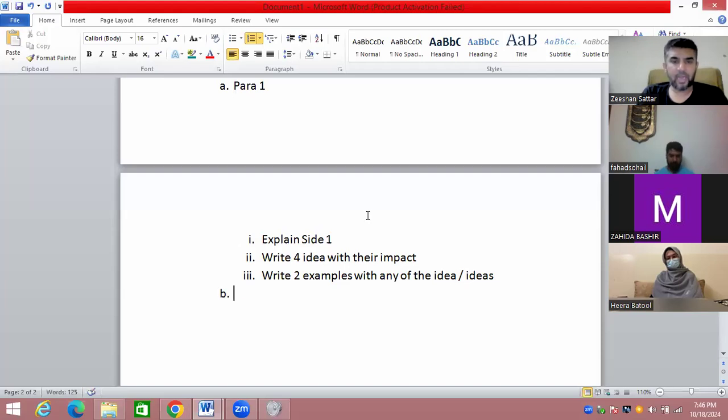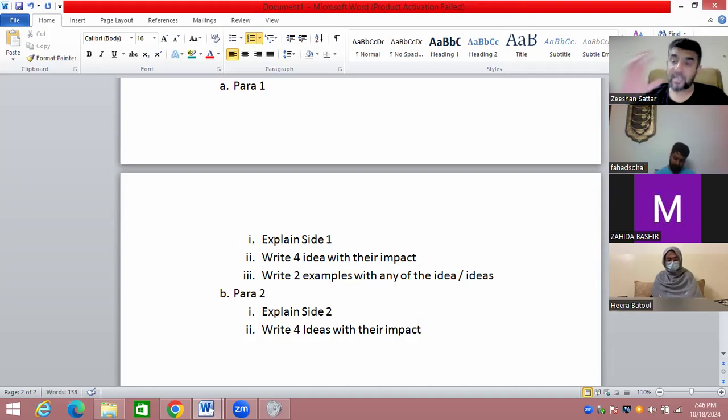And then in para number 2, explain side number 2, write 4 ideas with their impacts. Write 4 ideas for side 2.